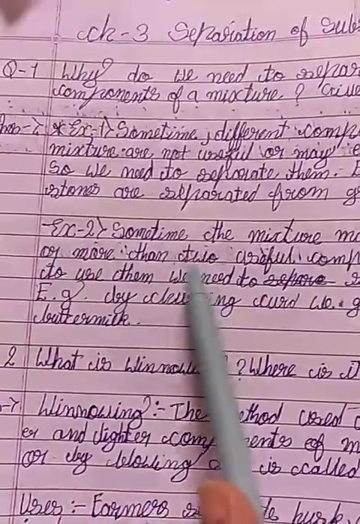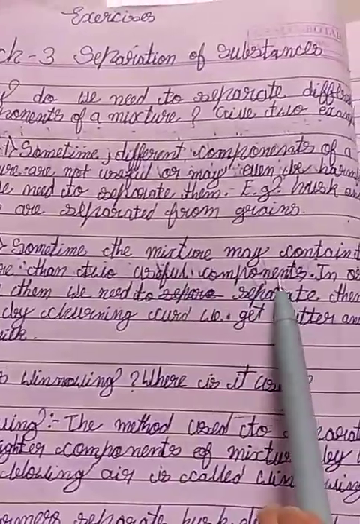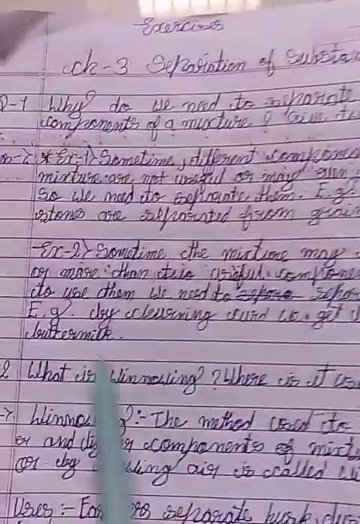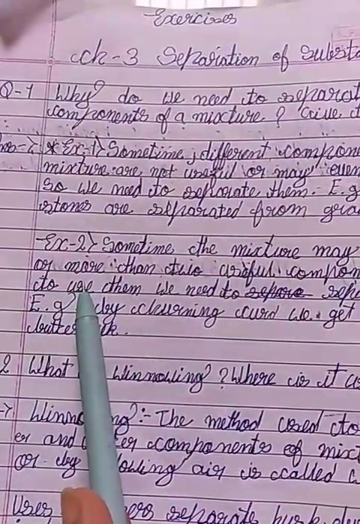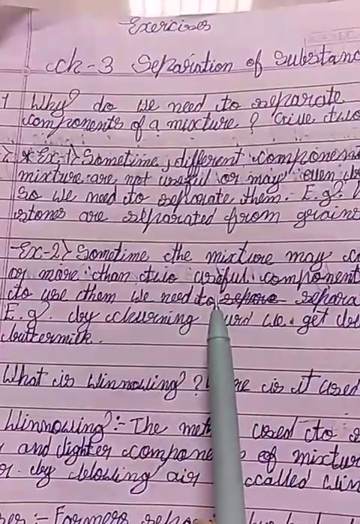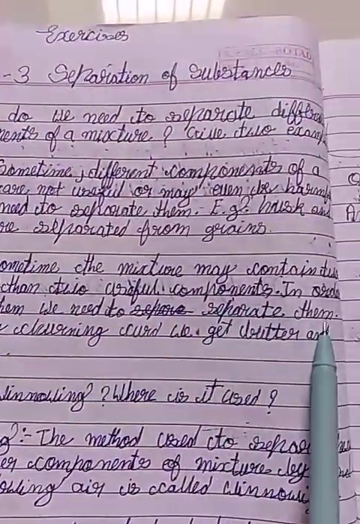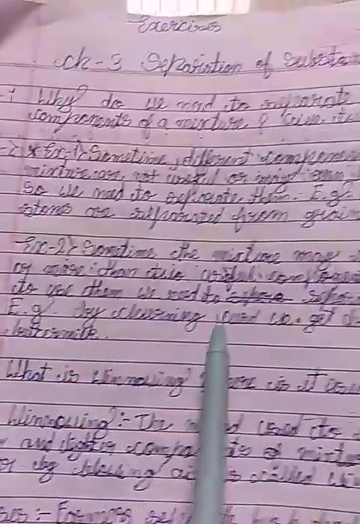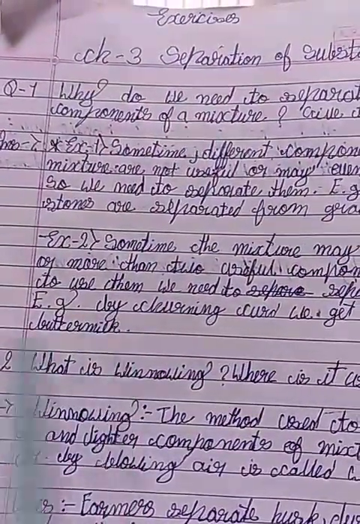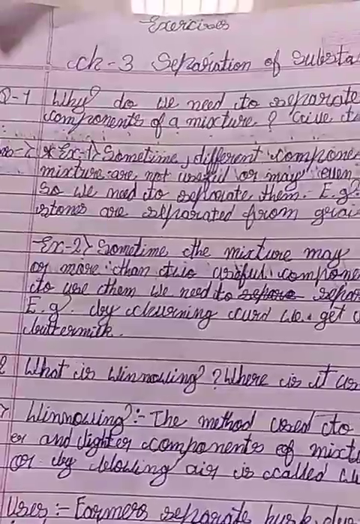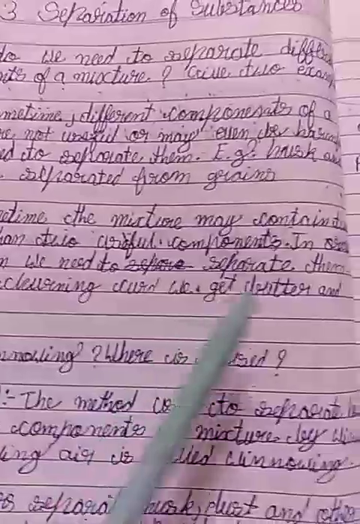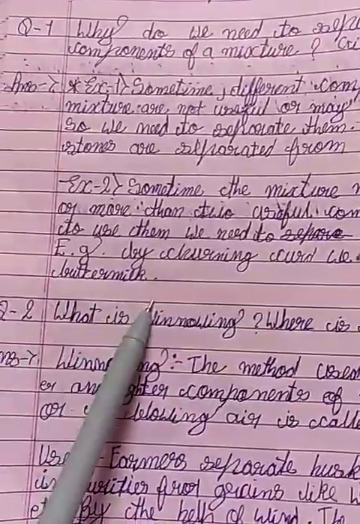Example second: Sometimes the mixture may contain 2 or more than 2 useful components. In order to use them, we need to separate them. Example: by churning curd, we get butter and buttermilk.